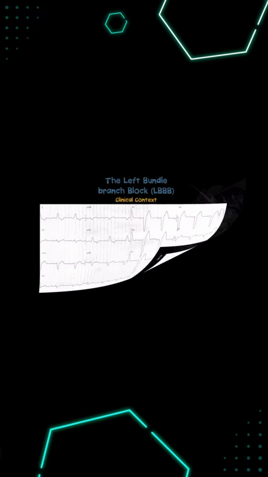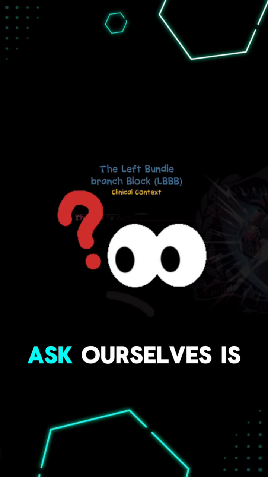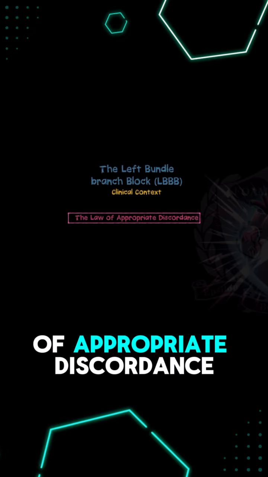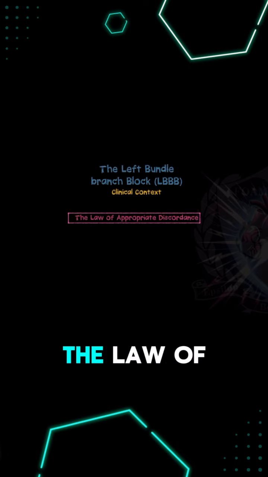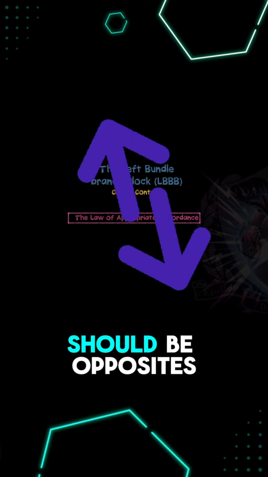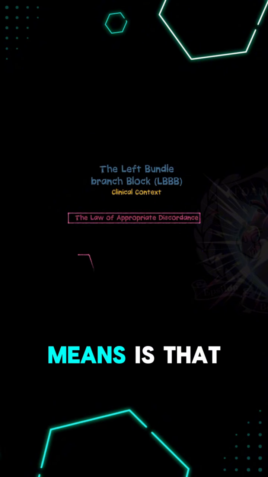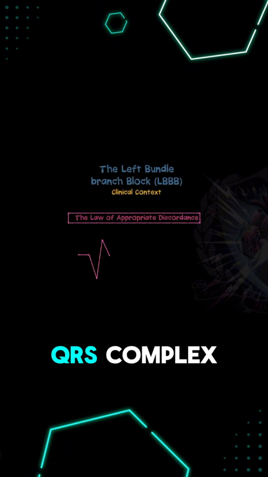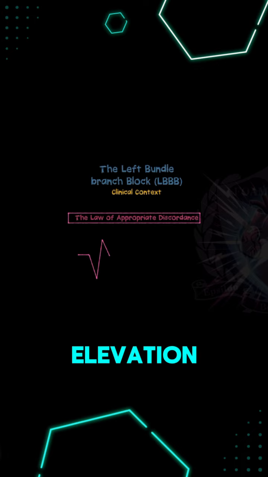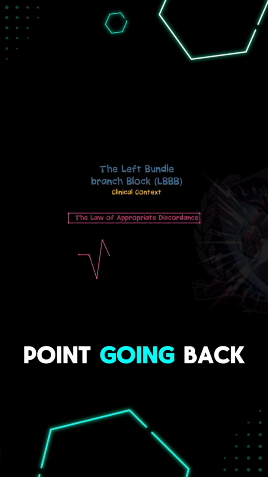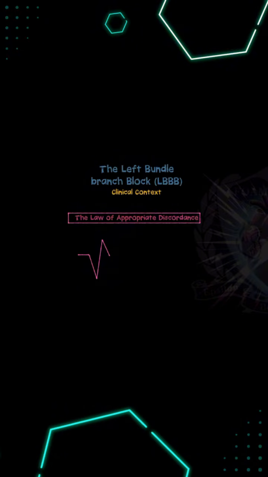So when we're presented with a left bundle branch block, the question that we need to ask ourselves is, is the law of appropriate discordance there? The easiest way to explain this is the law of appropriate discordance just means there should be opposites. So what that means is that if you have a negative QRS complex, you should see some degree of ST segment elevation or the J point going back to the isoelectric baseline. And then the vice versa is true.